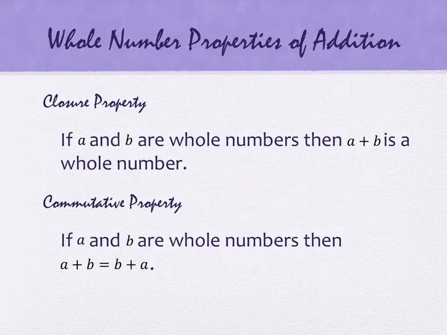So let me give you an example of a set that it works for that's not whole numbers and a set that it doesn't. Even numbers. Even plus even is even. What about odd numbers? Odd plus odd does not equal odd, right? So this property is very specific. It doesn't work all the time.